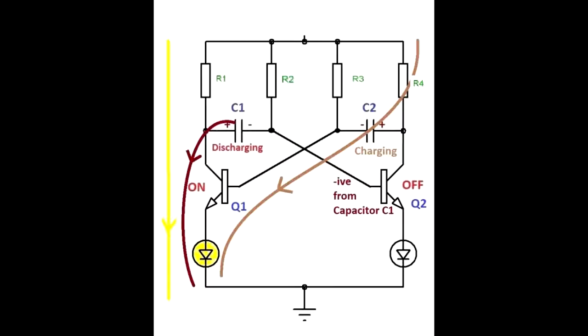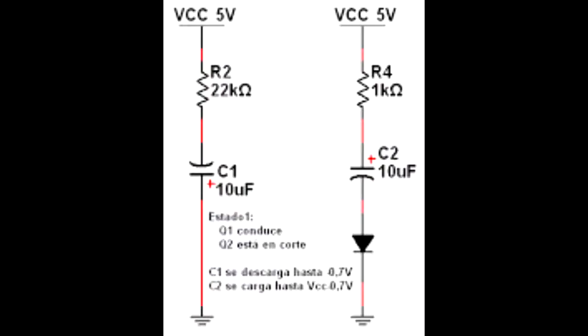C2 is charged through R4 on the base of Q1, so C2 is charged to VCC minus 0.7 volts. This charge will be very fast because R1 and R4 are of very low value compared to R2 and R3. On the other hand, C1, which started with a positive VCC minus 0.7 volts, is now connected in reverse, beginning to discharge through R2. The discharge will be slower.